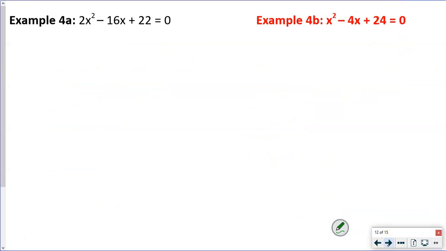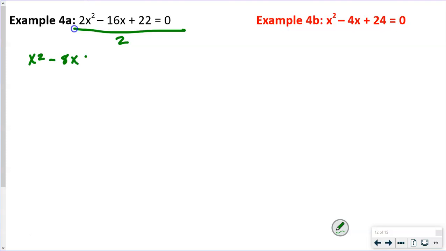So this time I notice immediately that all of these terms are divisible by 2. So I'm going to go ahead and do that first. Notice all these terms are divisible by 2. Even 0 is divisible by 2. So that means we're basically factoring out that 2, guys. So that's going to give me x squared minus 8x.